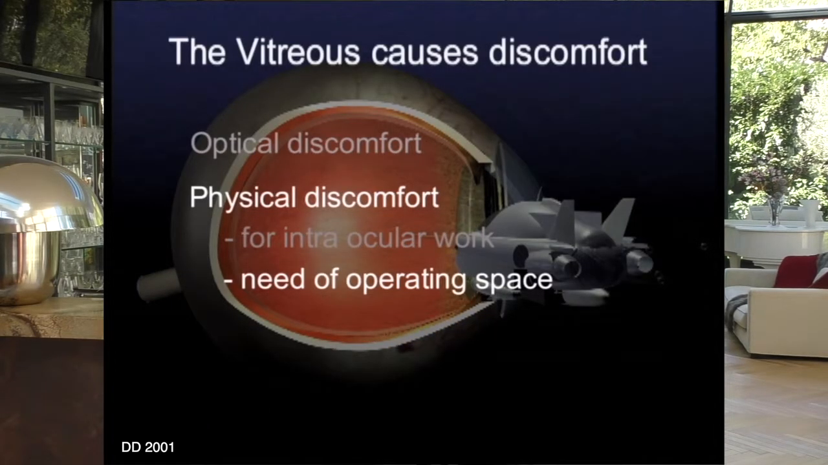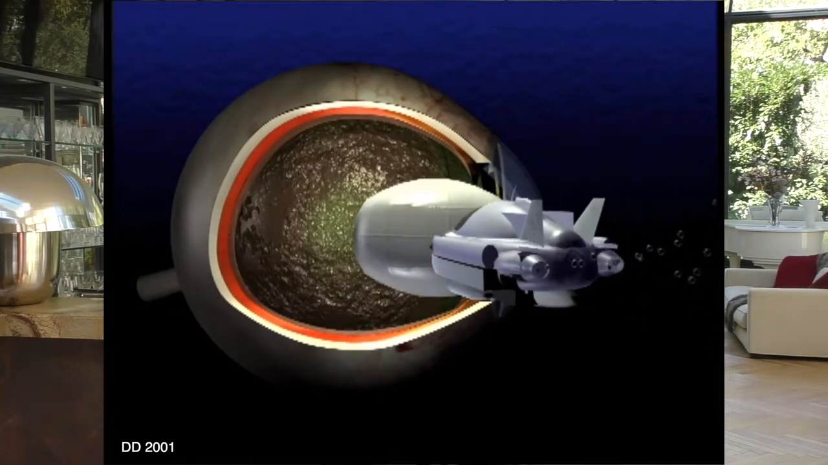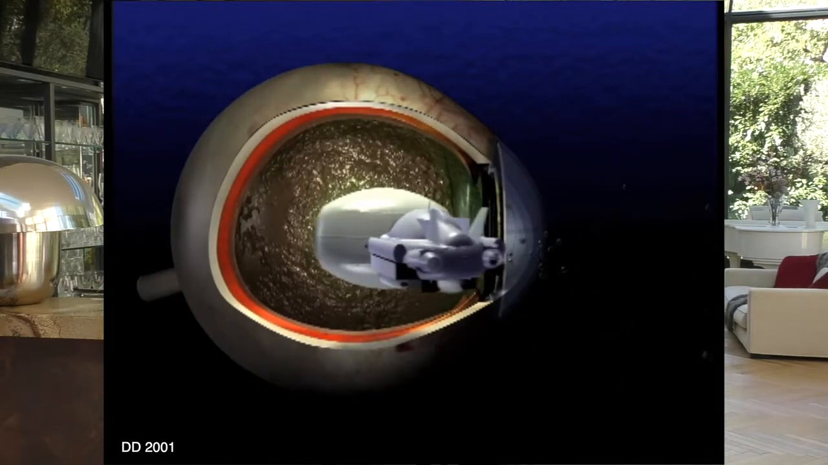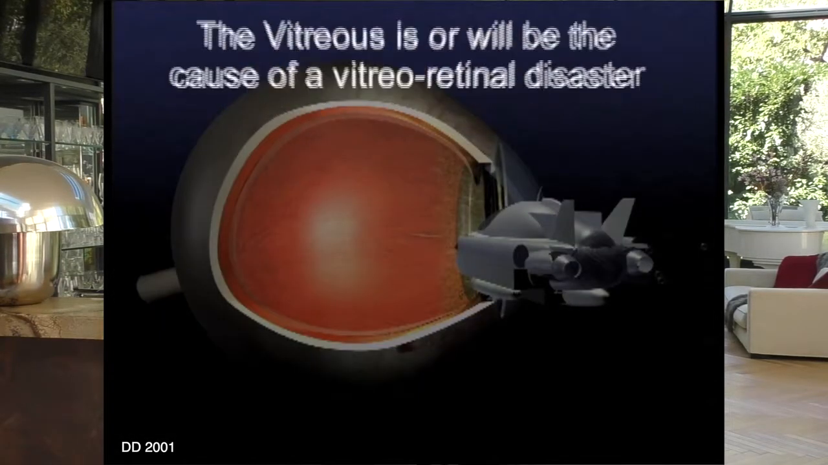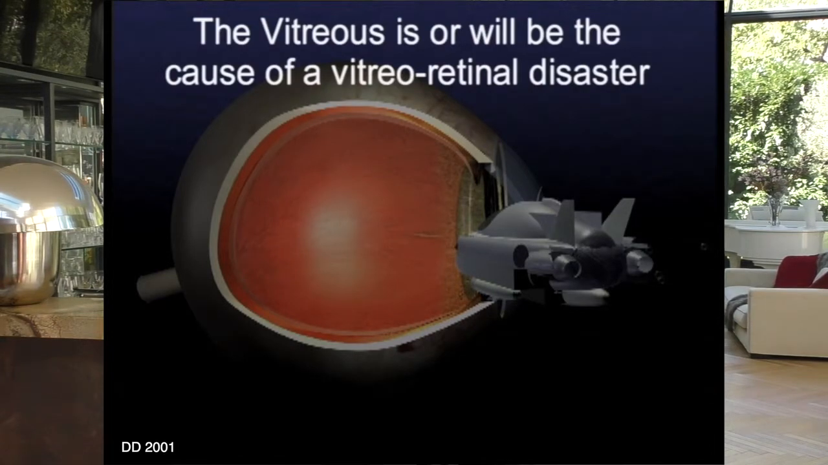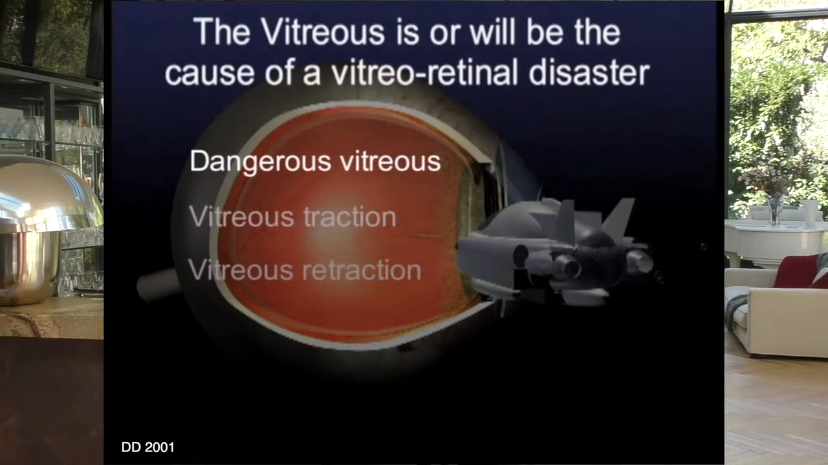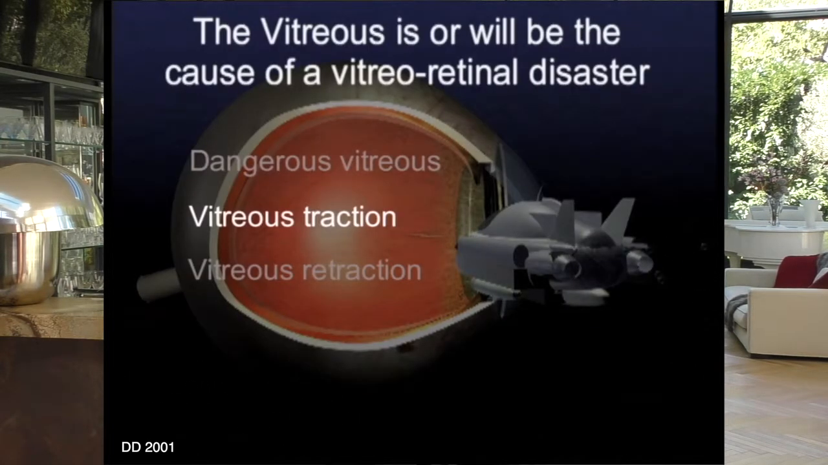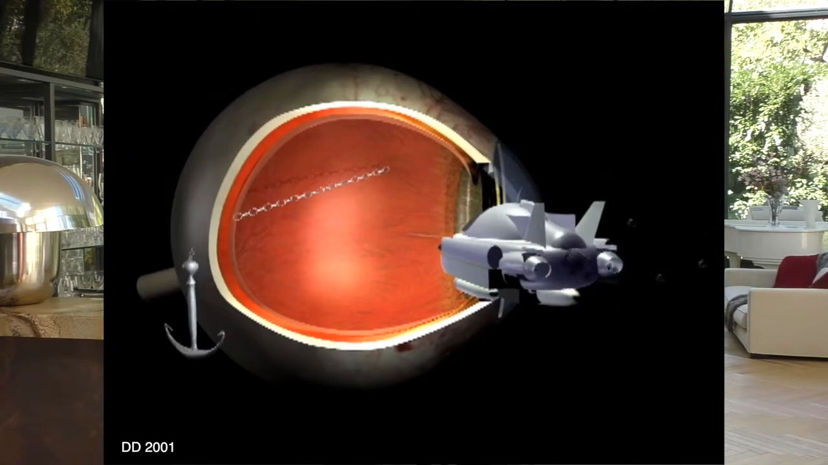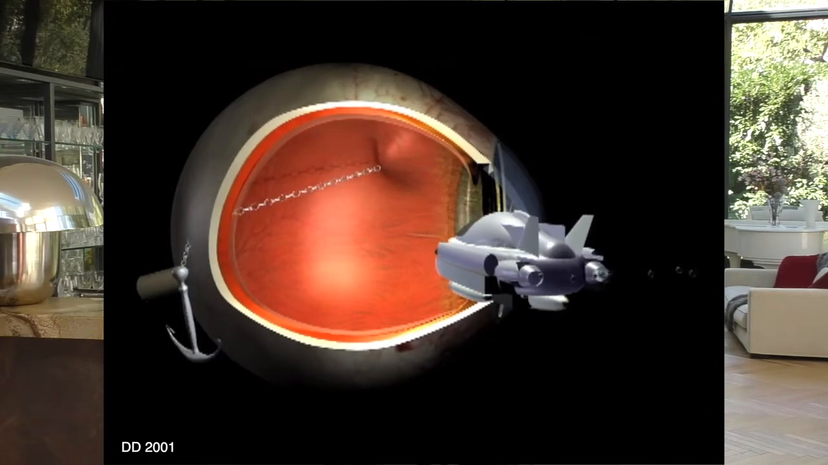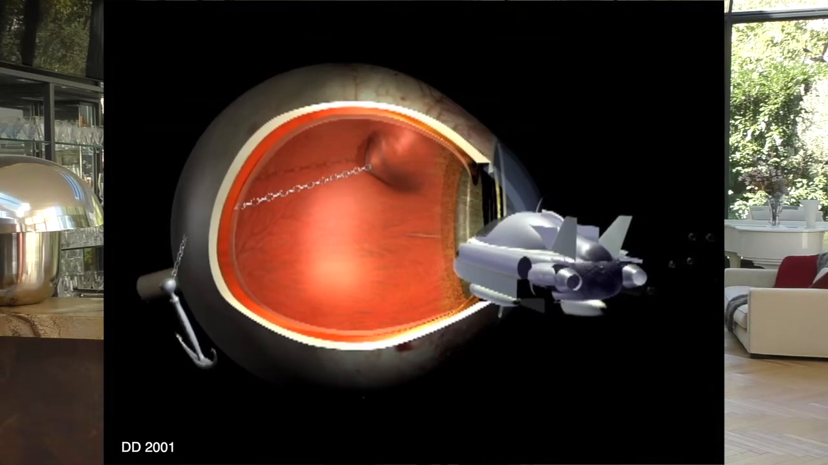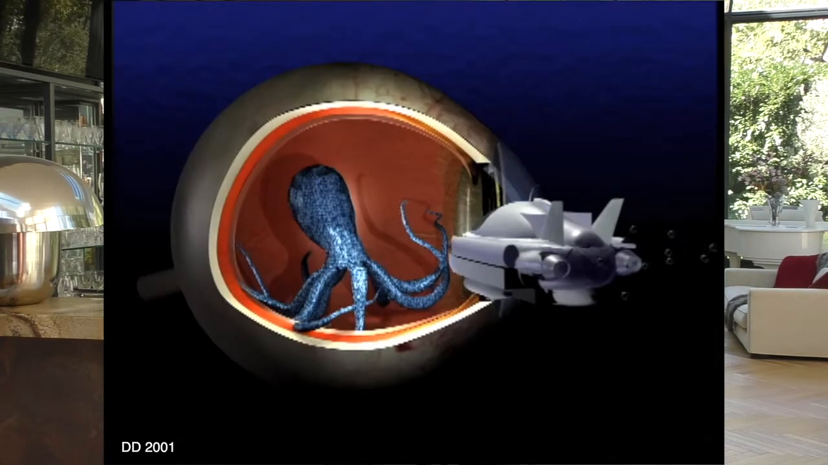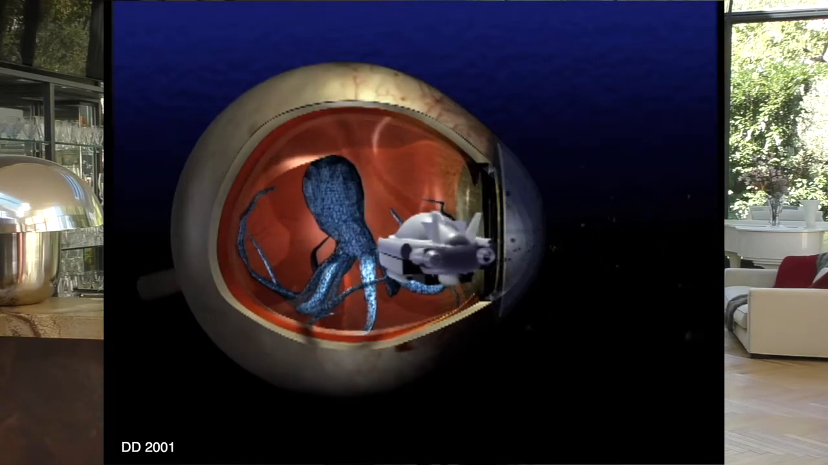Or because we need operating space for a very important buckling, for a gas bubble, or for a PFCL or silicone oil injection. Second, the vitreous is or will be the cause of a vitreoretinal disaster. Due to a dangerous vitreous, infected or very pigmented, due to a vitreous traction, detachments by pure traction, or detachments where the tractional action is predominant, or due to vitreoretinal proliferation. Severe, beginning, or impending.